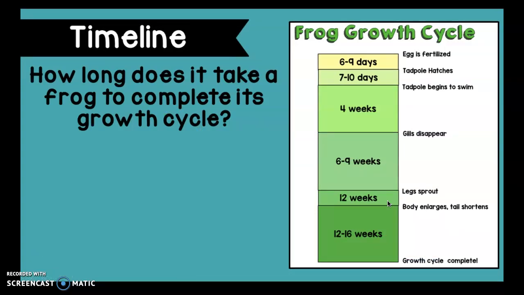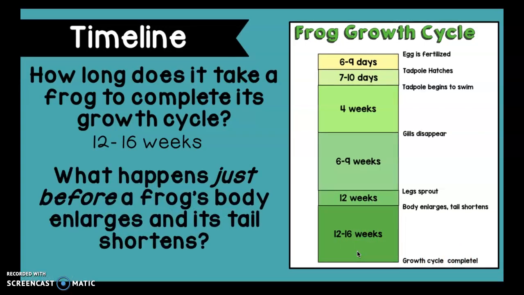How long does it take a frog to complete its growth cycle? Well, you look over here. The egg is fertilized, tadpole hatches, tadpole begins to swim, gills disappear, legs sprout, body enlarges, tail shortens, growth cycle complete. So how long? 12 to 16 weeks. What happens just before a frog's body enlarges and its tail shortens? Well, we see here the body enlarges and the tail shortens. What happened just before that? Legs sprout.